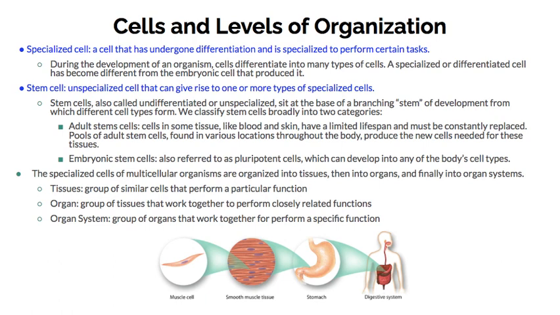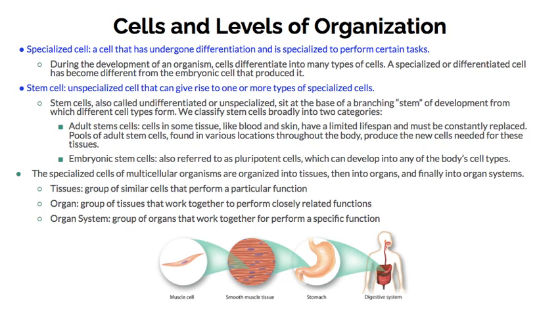Stem cells are also sometimes called undifferentiated or unspecialized, and it's because they sit at the base of a branching stem of development from which different cell types form. We classify stem cells broadly into two categories, either adult or embryonic.